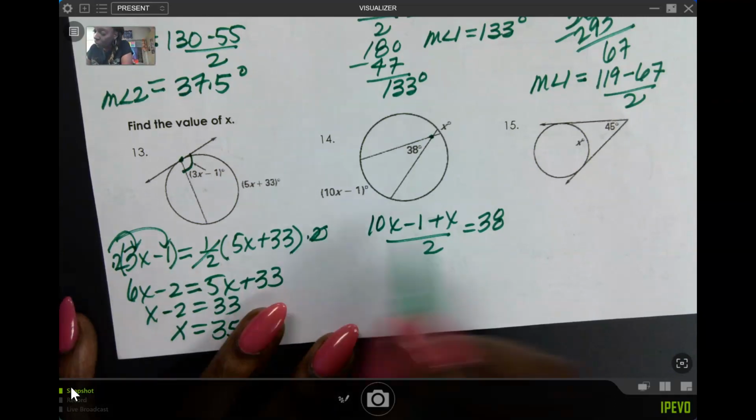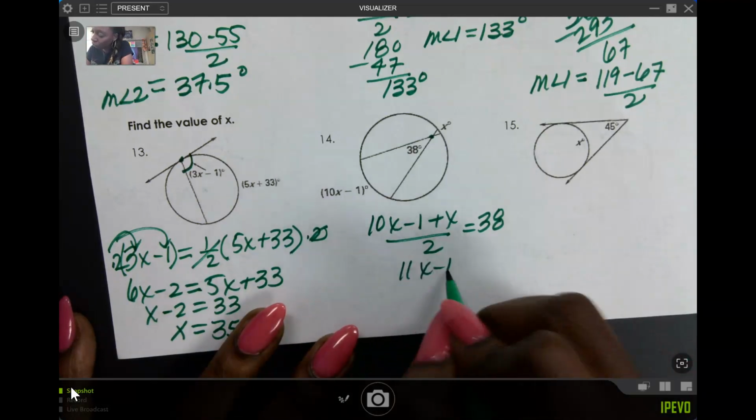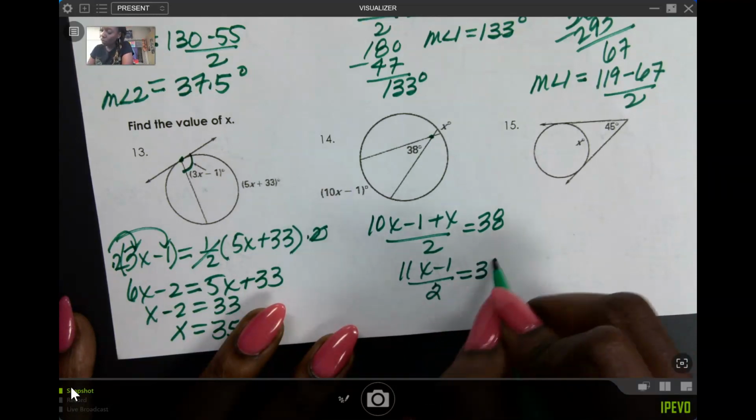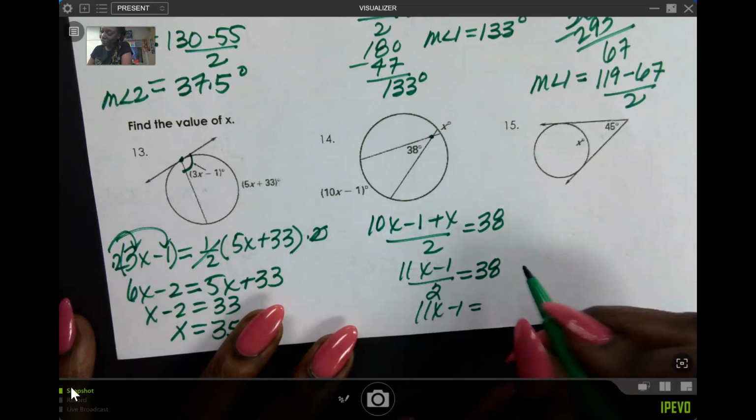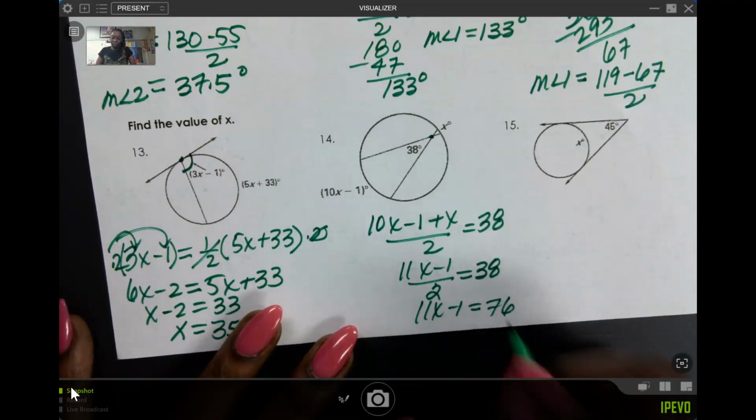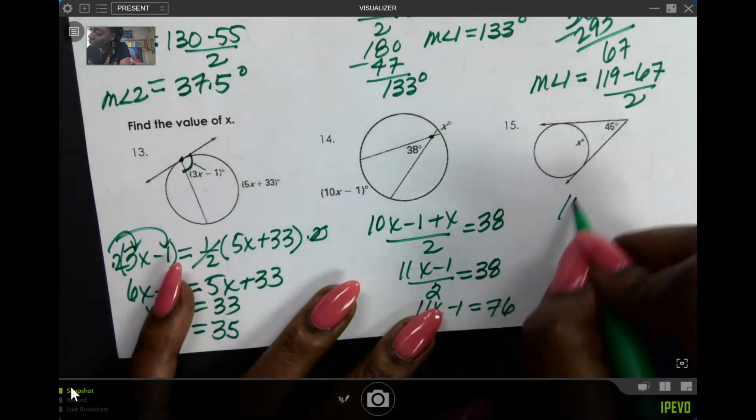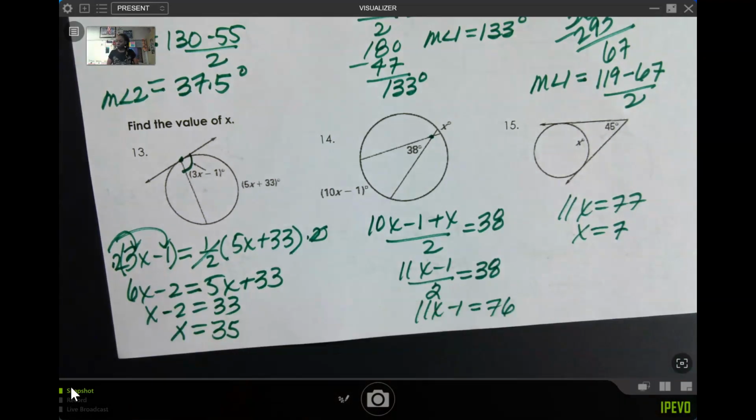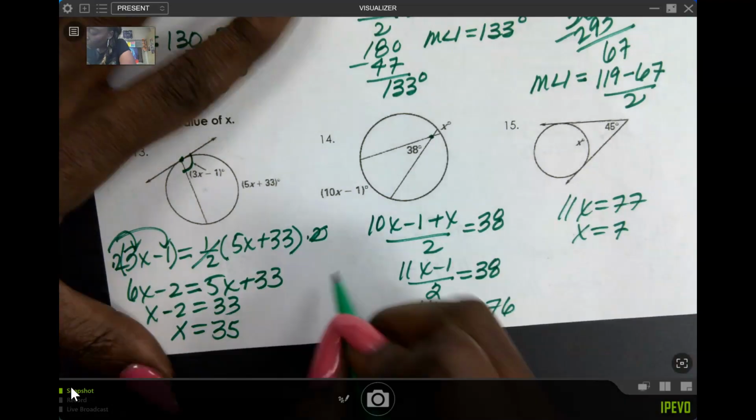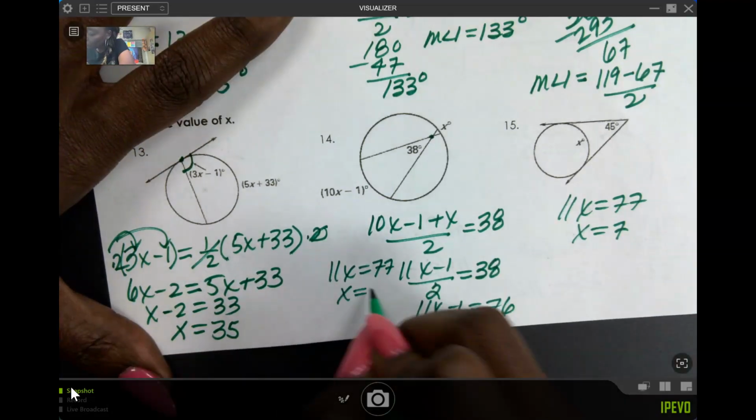So we have 10x and x, so that's 11x minus 1 over 2. We're going to go ahead and combine like terms before we get started. Times by 2 on both sides, that's 11x minus 1 equals 76. We're going to add 1, so 11x equals 77. Divide by 11, x is 7. I got a little too free with the pen over there.